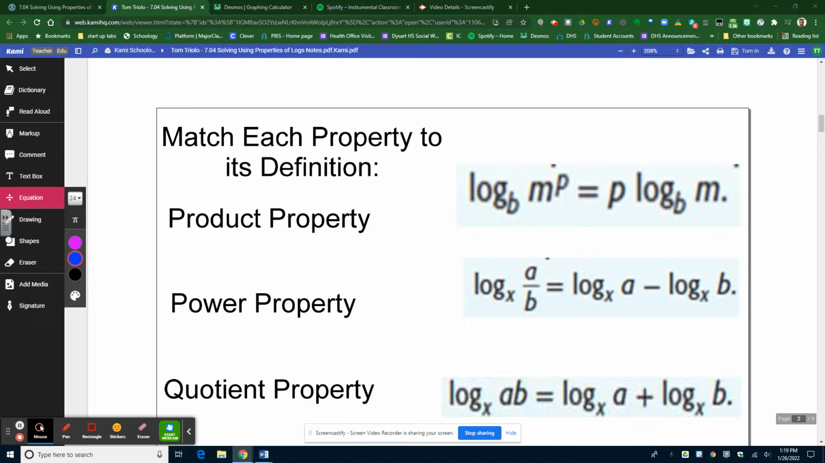Okay, notice these are not in order. So take a moment and take your drawing tool and figure out which one goes with which, because you can see the product property. There's no product there. If I look at my exponential version, I'm looking for addition. So that doesn't go there, it goes here. Figure out the other two. And then check up here when you're done.